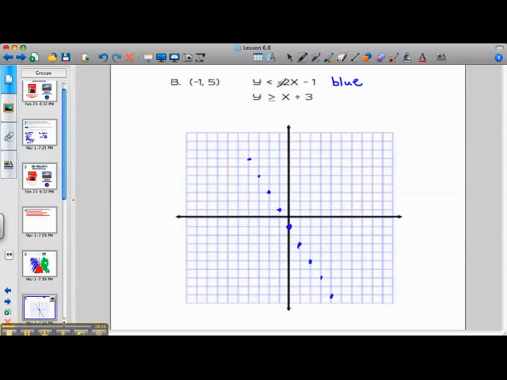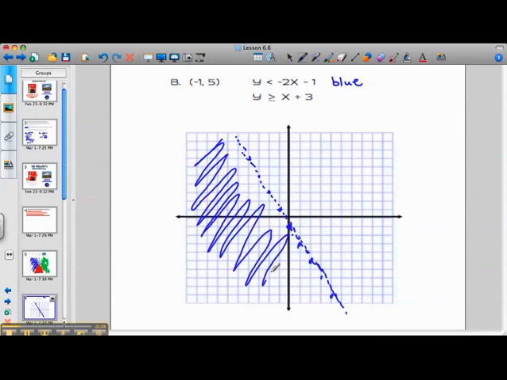It's less than, so that means it's going to be a dotted line, so I'm going to try to do this with a dotted line right through the region. And then it's shaded less than, so it's going to be everything that's below this region here. Okay, so it kind of gives us an idea of where we're at.